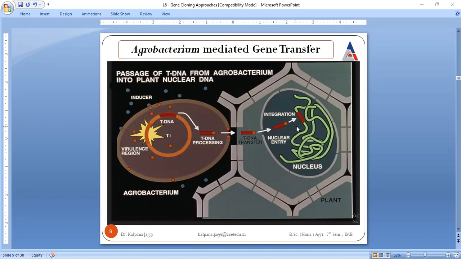This enables the transfer of the T-DNA that consists of our desired gene, and within the desired gene is our resistance gene, the selectable marker. So it will be inserted into the nucleus of the genome and it will be expressed here, right?